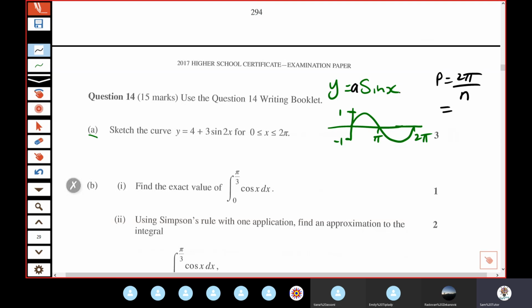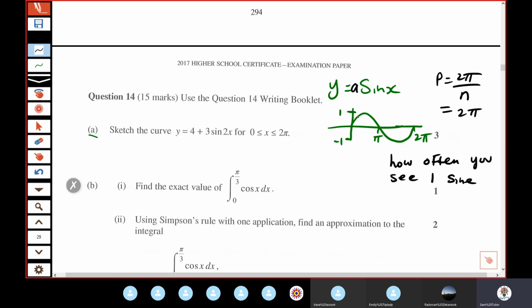So what number is in front of x? 2. Sorry, in this case, 1. So that's why it's 2 pi. So the idea of period is how often you will see one sine. Let's write that. How often you see one sine, cos, or tan. That's what period means. So if you got a period of 2 pi, remember this is one sine.